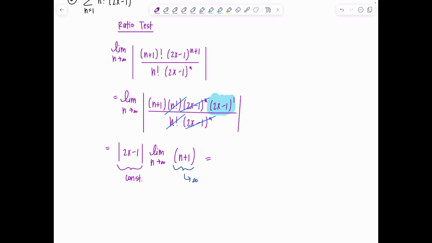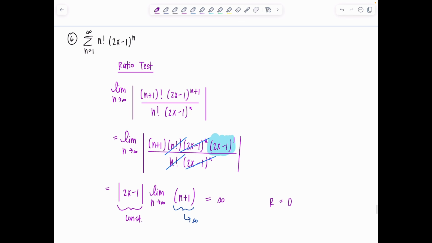This limit is infinity, which is always greater than 1. So there's no way to force this to be less than 1. That means my radius of convergence is 0. I don't have a radius of convergence. And there's only one value of x that will make this series converge.